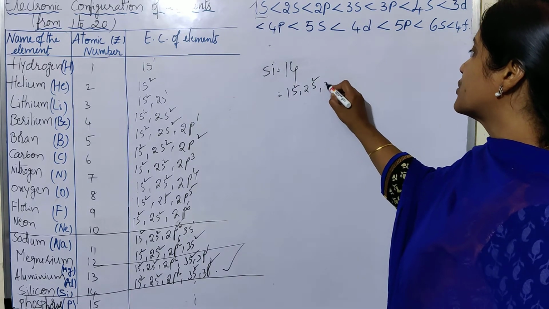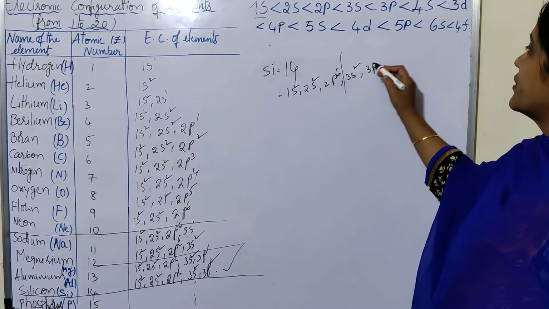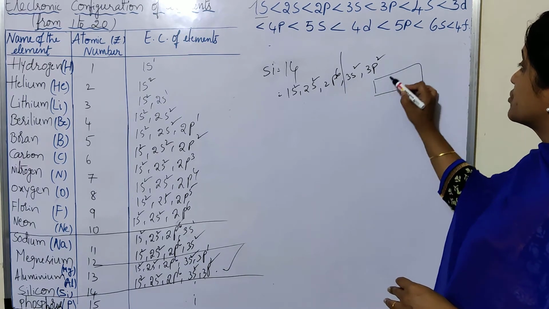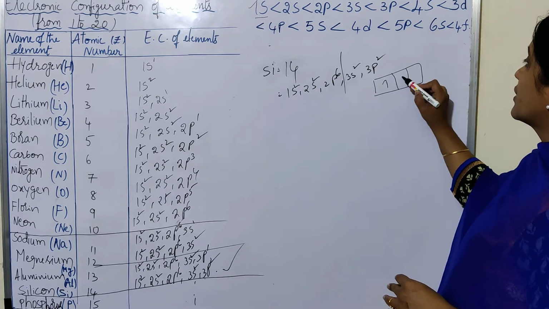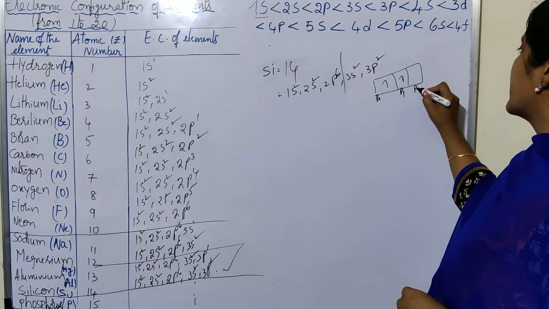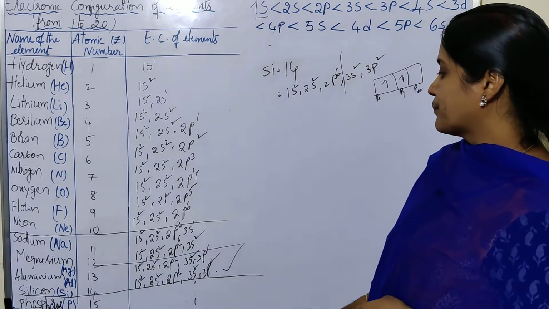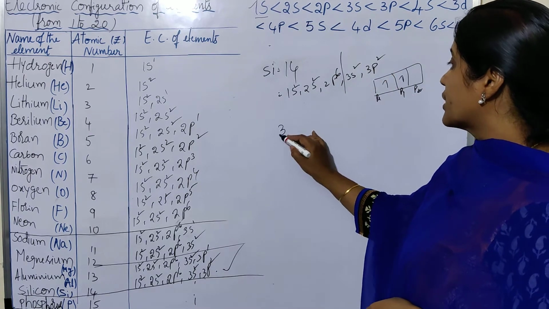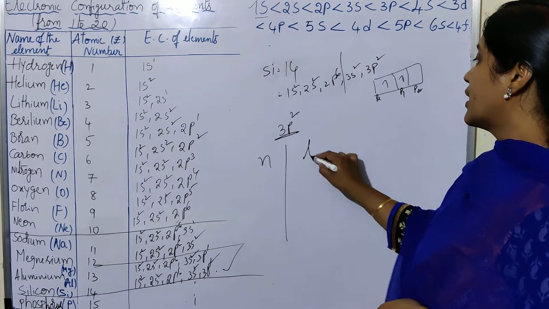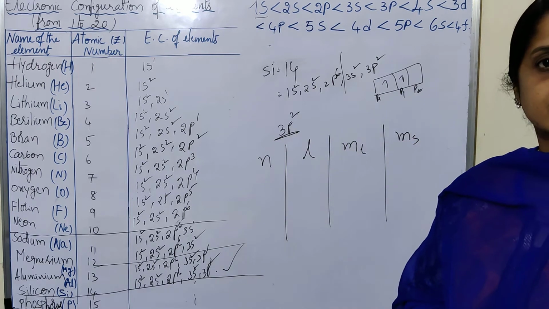1s2, 2s2, 2p6, 3s2, 3p2. This is 10 and this is 2. So the differentiating electron enters into the 3p orbitals. Draw like this: this is px, this is py and pz. No need to write that. I wrote it. Now you have to take this 3p2 and for this you have to write all the n, l, ml and ms.